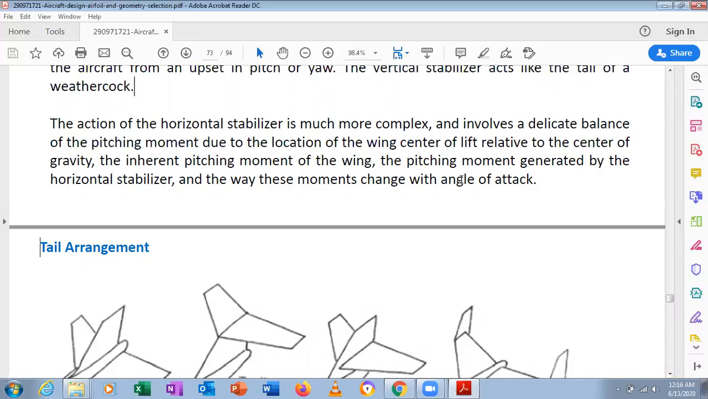Because on the horizontal tail, we know that elevators will be fixed. The function of the elevator is to pitch the aircraft up and down, and if it changes the angle of attack, it will affect the wings also.